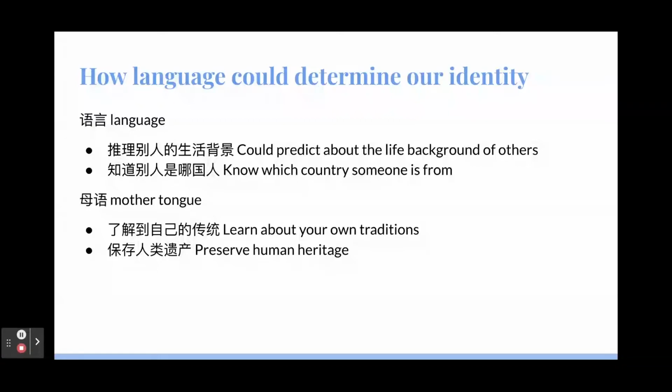And for the second point, I thought was that mother tongue could preserve human heritage, since we continue on using the language that past generations used. This could help us preserve human heritage. So we could say this in Chinese by saying 因为母语可以保存人类遗产，所以学母语很重要, which means because learning mother tongue can preserve human heritage, therefore it is important to learn our own mother tongue language.